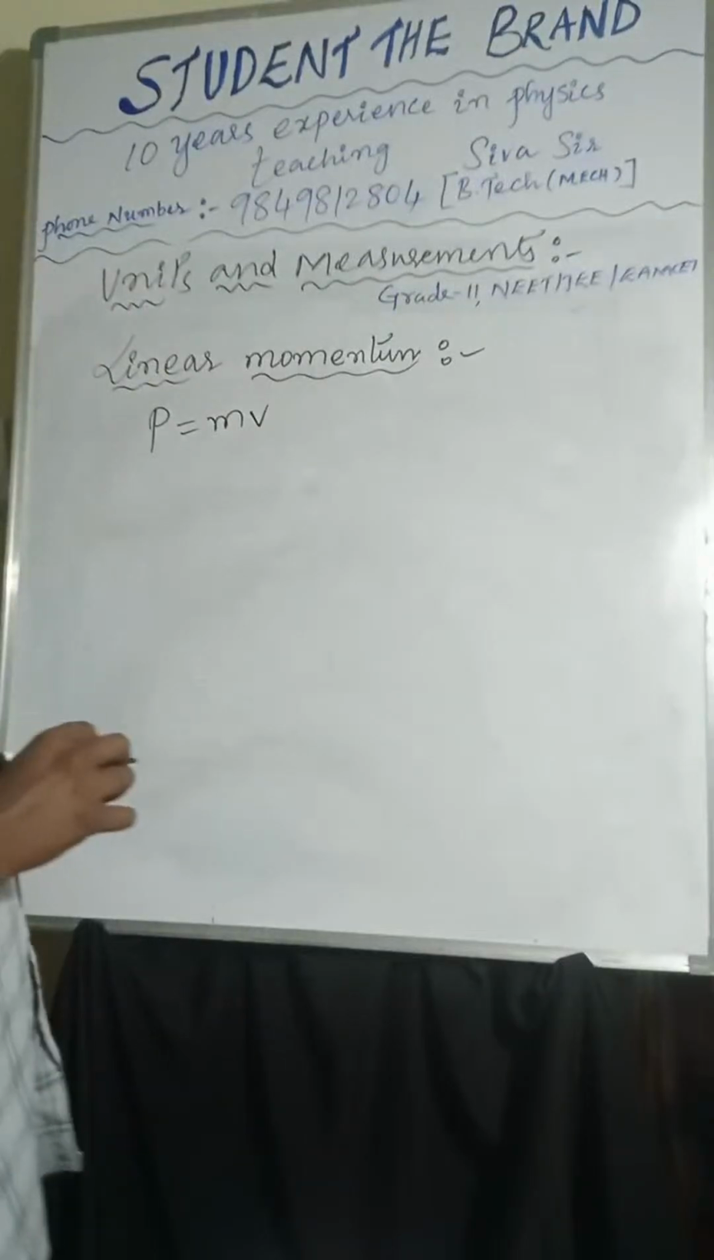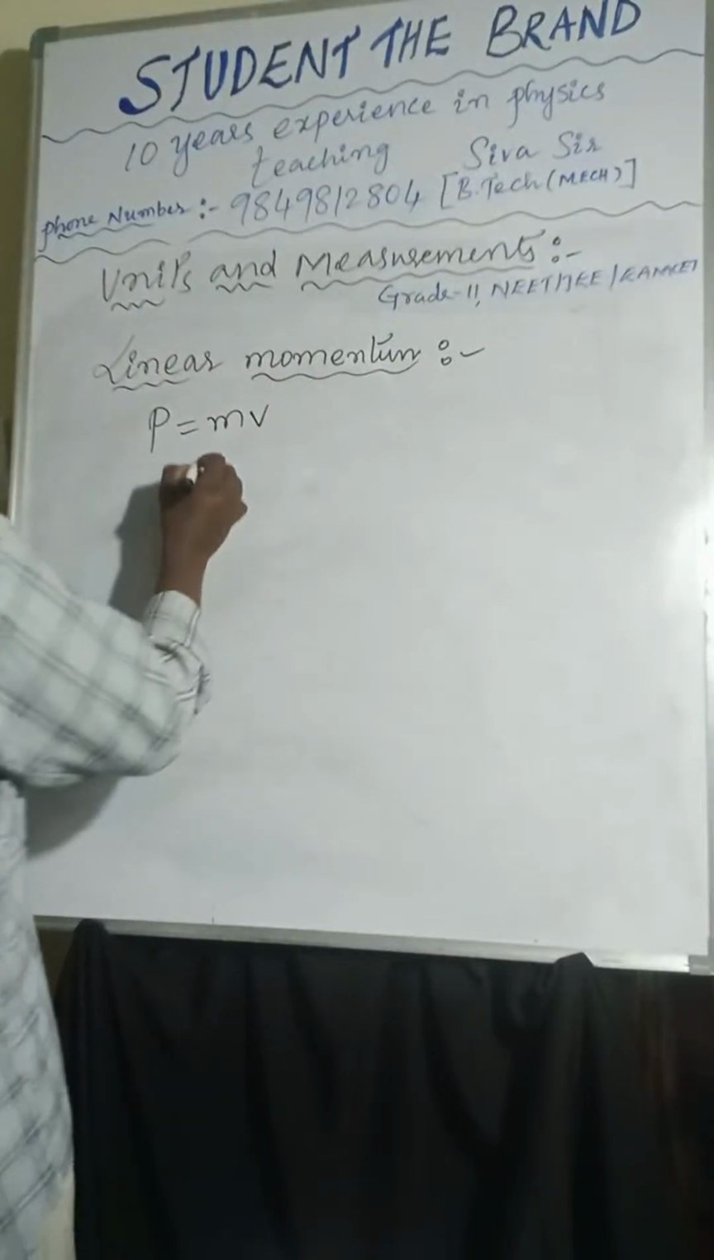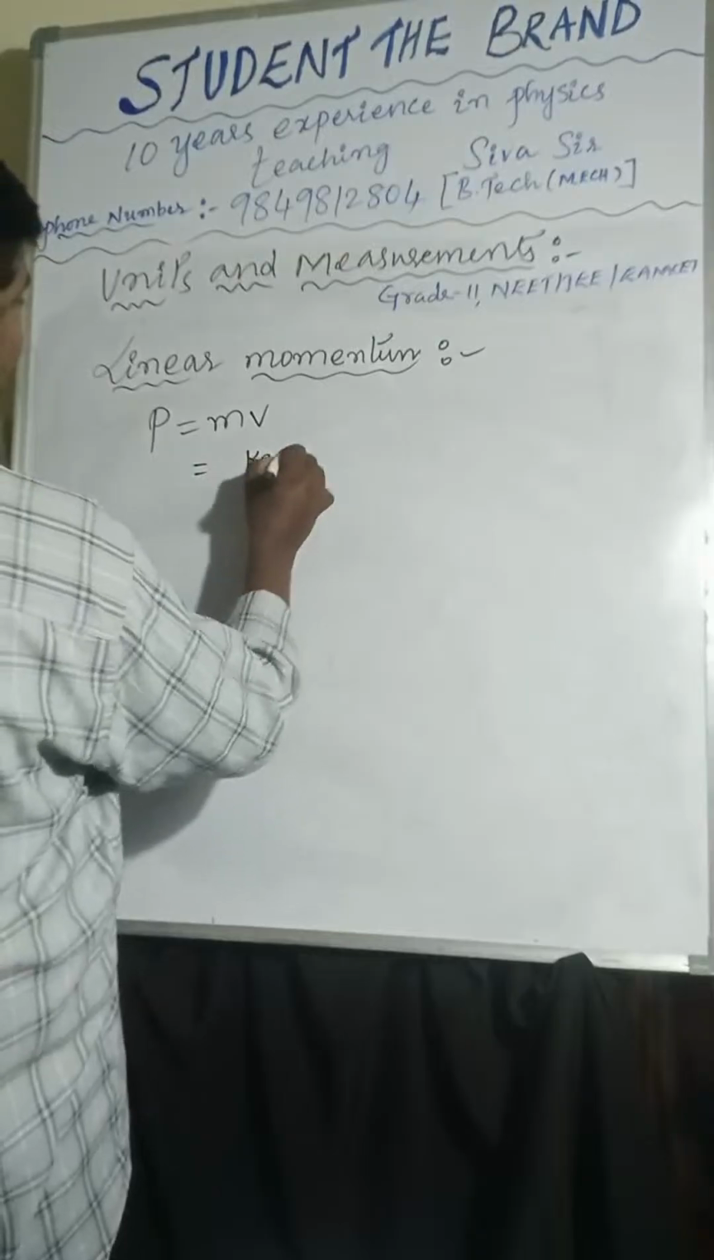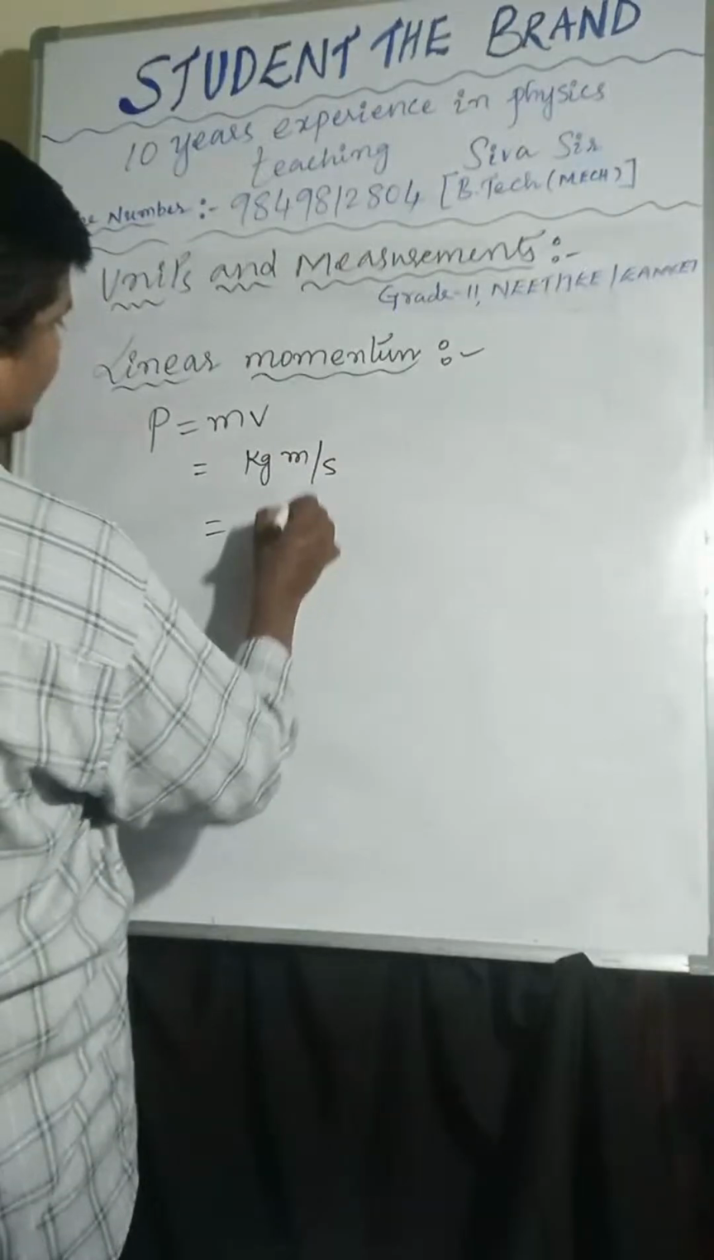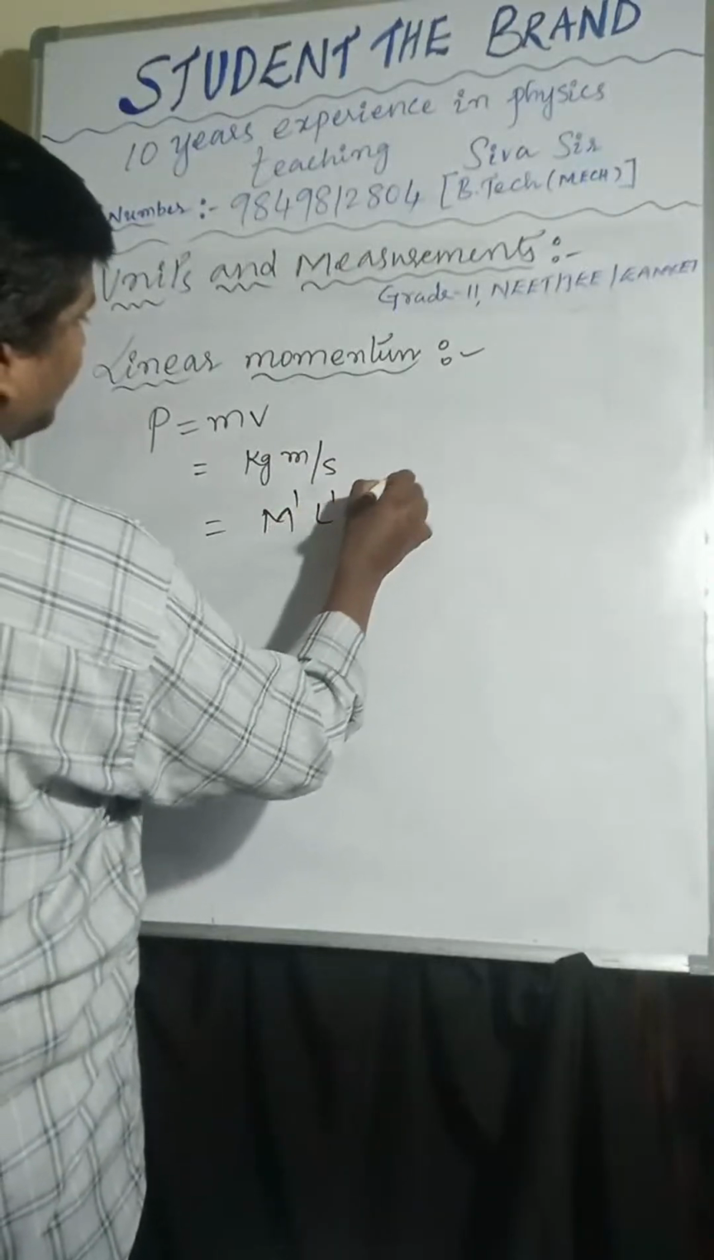So P is equal to mass into velocity. The unit is kg meter per second. That is nothing but capital M L power 1 T power minus 1.